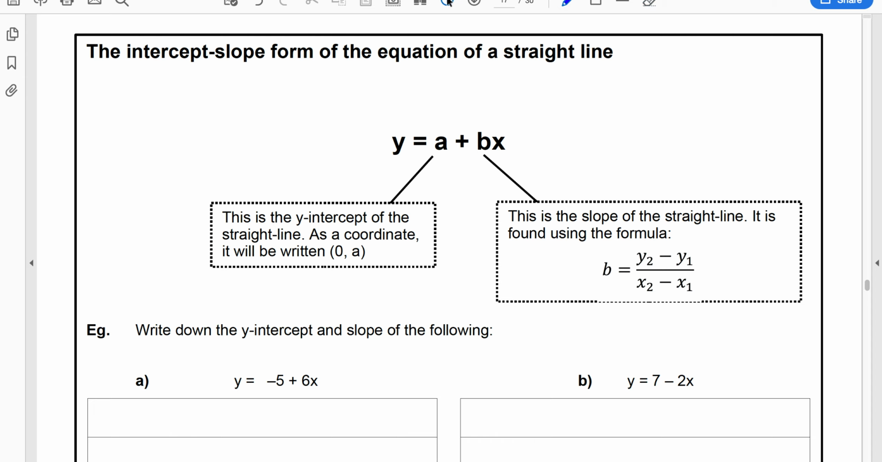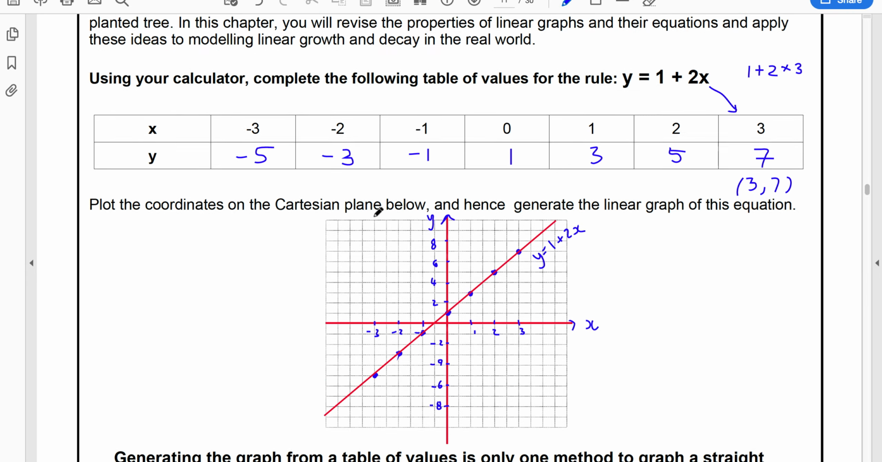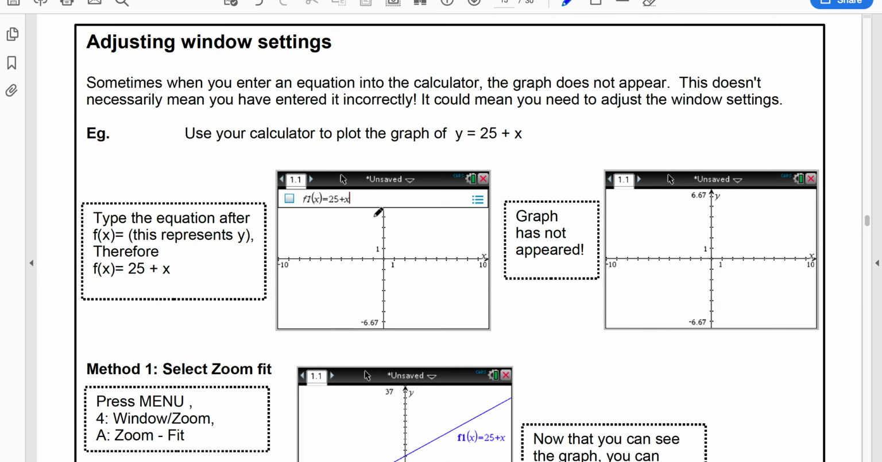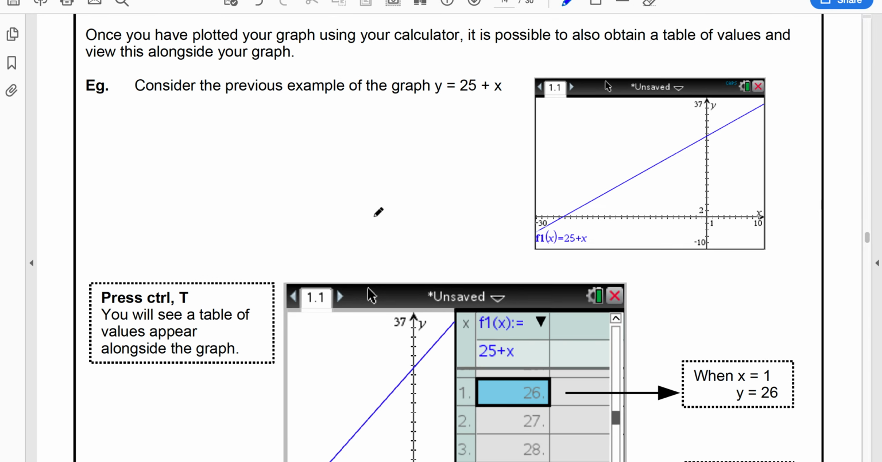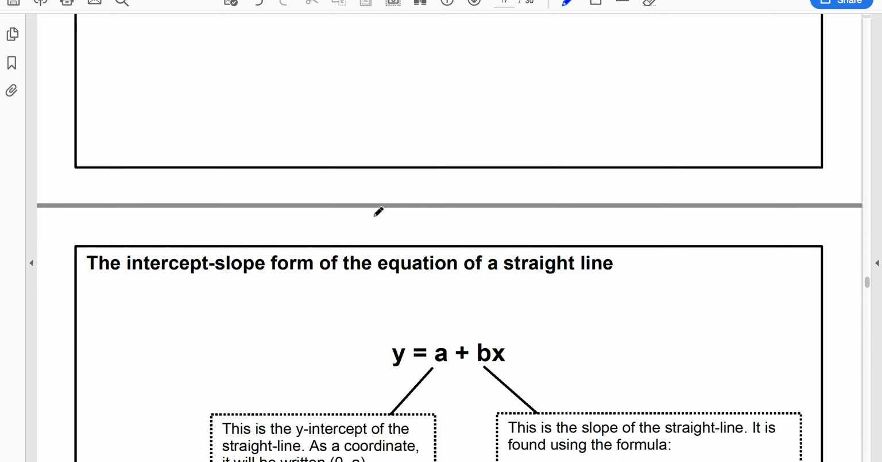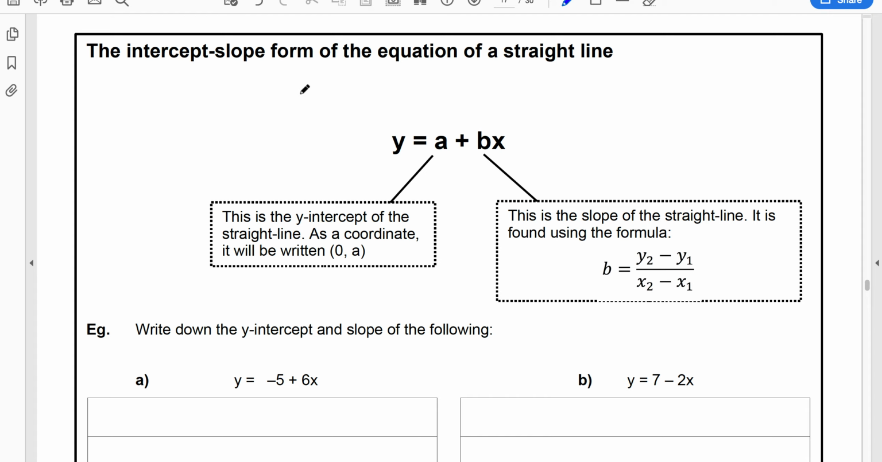So far up until this point, we've covered a couple of key skills. I've looked at sketching using a table, sketching using the calculator to assist, adjusting the window settings, getting a table on your calculator, and then also the slope of the line. Now, what we're going to do is bring this together into our intercept slope form of the equation, because this is the form of the equation we're going to be using in this subject, and in further maths as well.